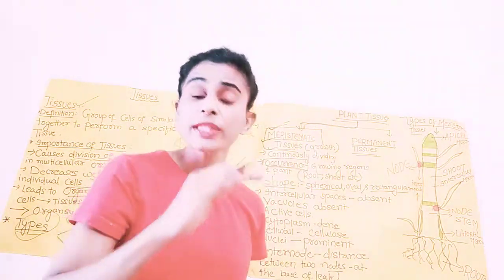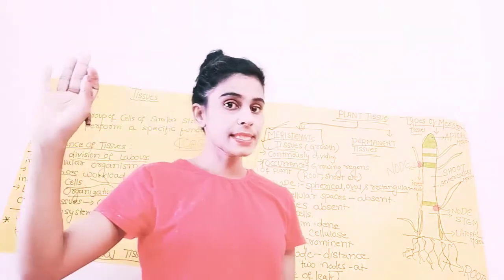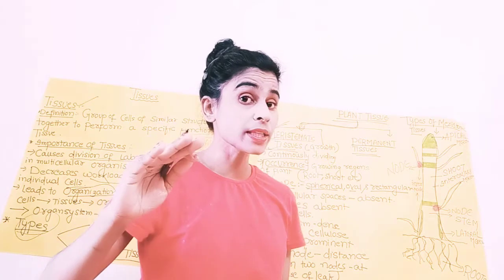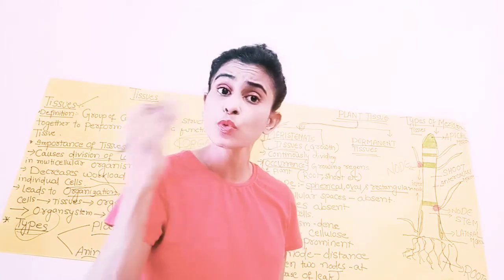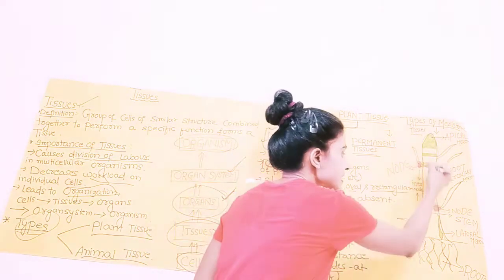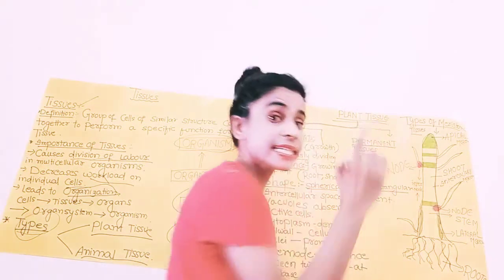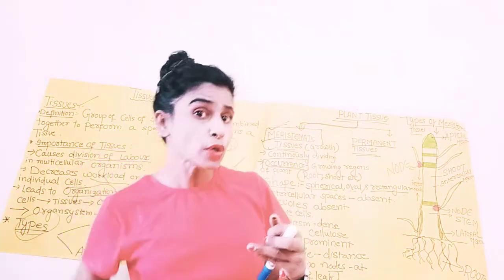Just below the ground surface, roots are present. Yes, clear? Just below the ground, in case of plants, roots are present. Just above the ground surface, stem is present. Yes or no? Just below the ground, roots are present.